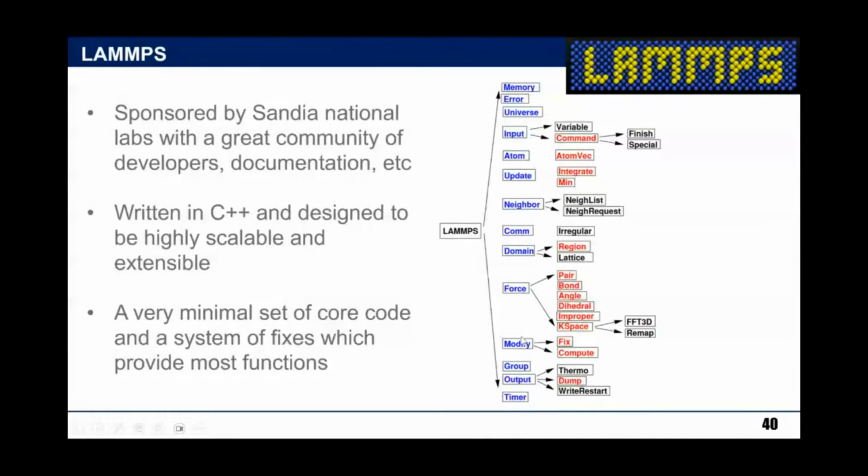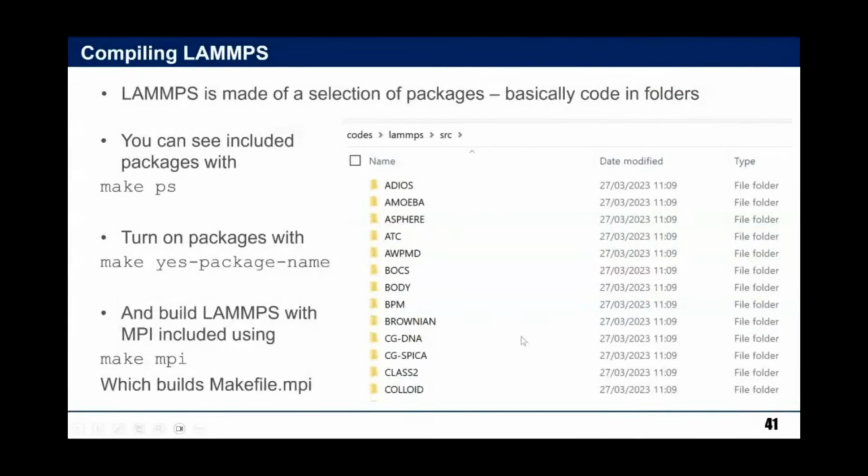So it's made of a variety of different packages, but what's important here is that you can basically turn them on and off. And most of these packages are written by users. So you can say make ps and see which packages are currently included in your LAMMPS build, and then you could turn on a package that does long range interactions, for example, or granular mechanics or Brownian motion, and then you make the code again with those packages built in, and so people can add those packages.